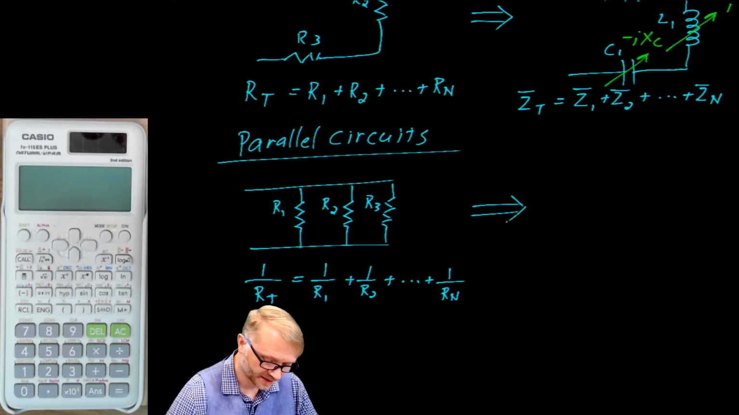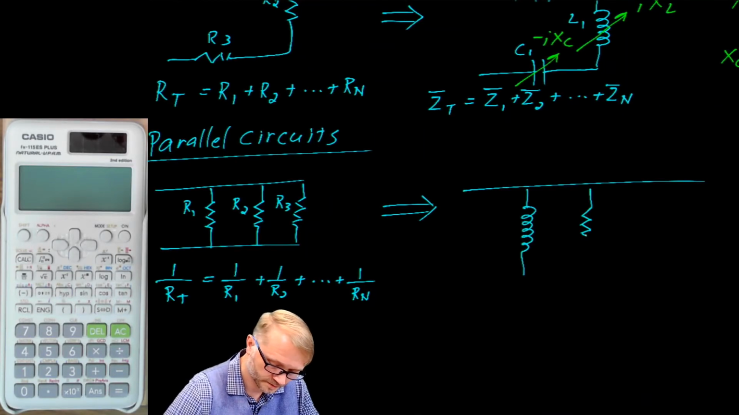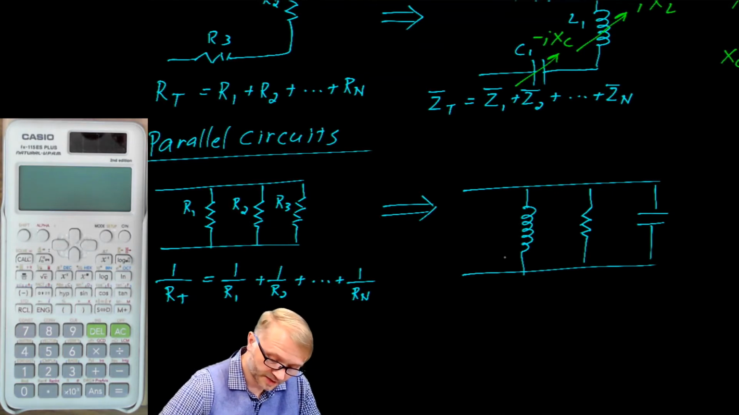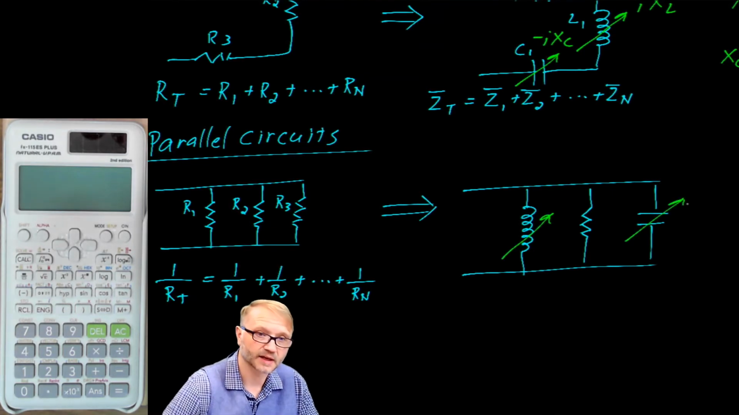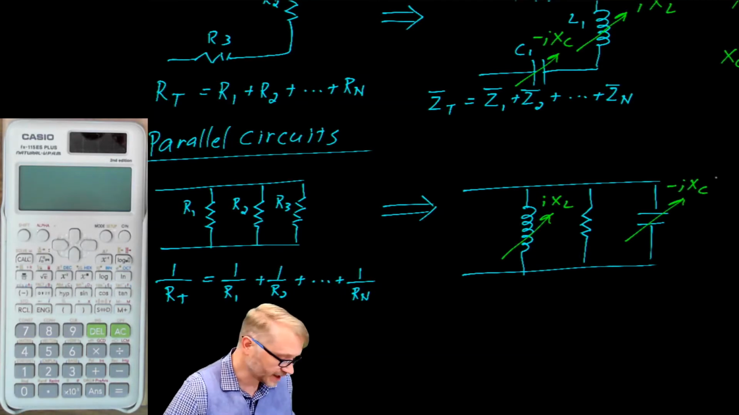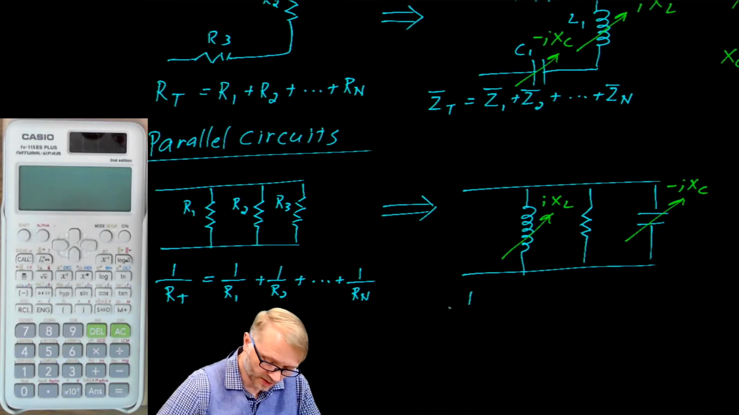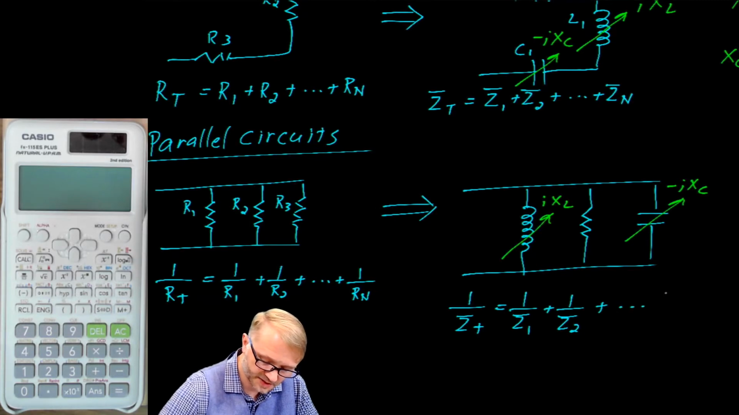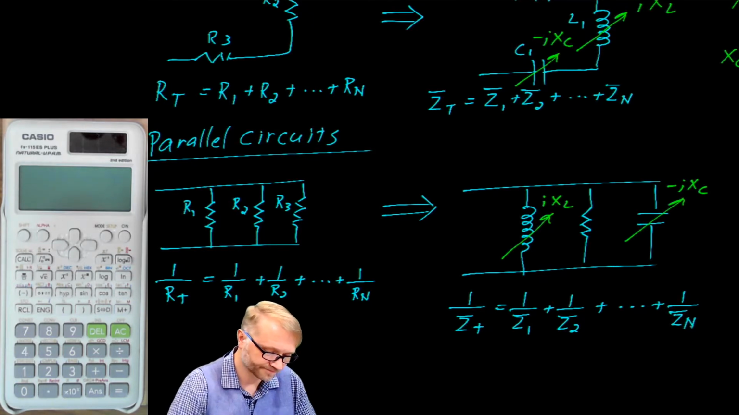On the AC side of the house, we have to be careful to express our inductors and capacitors in terms of their impedance. So an inductor would be JXL, and a capacitor would be negative JXC. And now we can perform the calculation. So 1 over the total impedance is equal to 1 over the first impedance plus 1 over the second impedance plus, and we continue that pattern for as many impedances as we have in parallel.